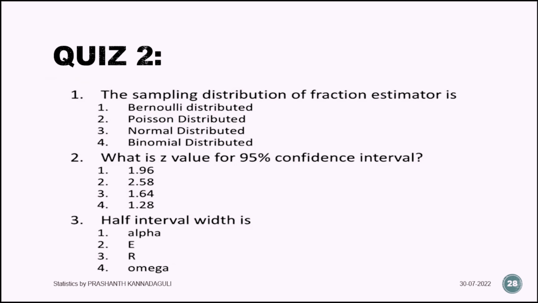And the next part is the half width of the interval. Only on the right side, what is the area? How do you represent that? It is not alpha. Alpha is 1 minus confidence, that is the error part. Omega we never use, so that's ruled out. Capital R, I don't think we have used. So E is the one, because E is nothing but z alpha by 2 into the standard error. That is the E part which corresponds to that.